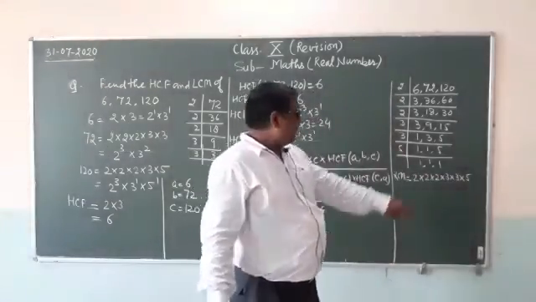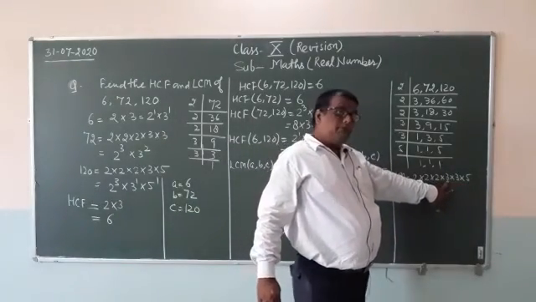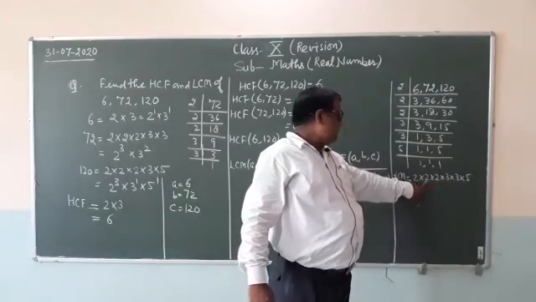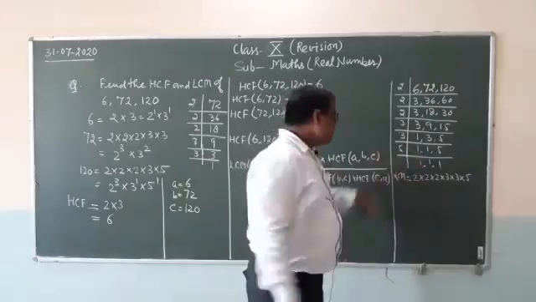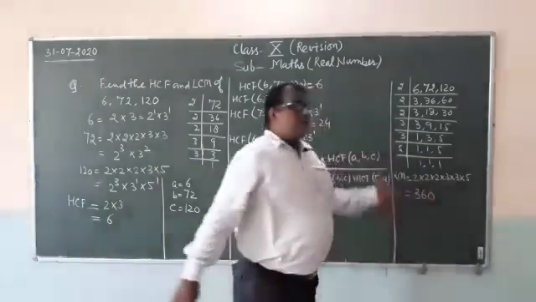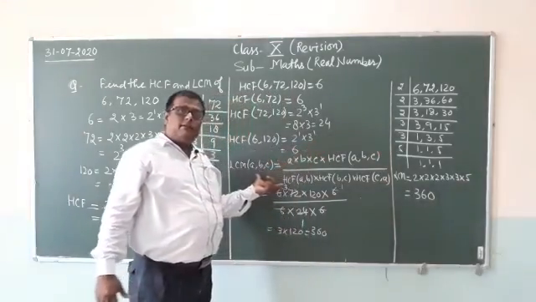Now we have to multiply this. 5 3s are 15, 15 3s are 45, 45 2s are 90, 90 2s are 180, and 180 2s are 360. So we can find the LCM by the prime factorization method and also by the formula.